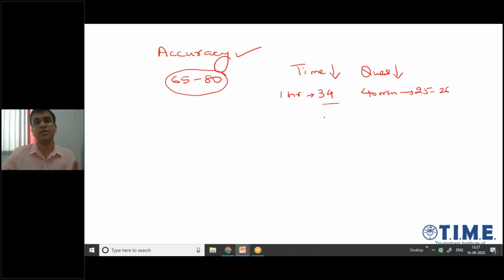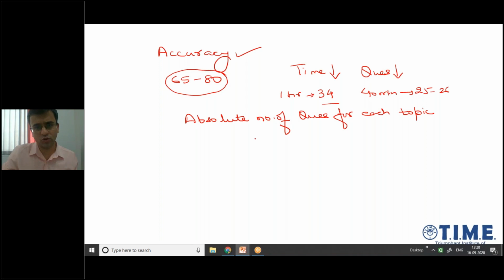So there is absolutely nothing to be worried about as far as the change in pattern is concerned with CAT, right? Another important thing which might be in the mind of a lot of students, especially with respect to a section like quant, where there are a number of topics, is that you might see a decrease in the absolute number of questions for each topic, right? So let's say for arithmetic, if you had 14 questions, then you might see a reduction in the questions coming down to 8 or 9.